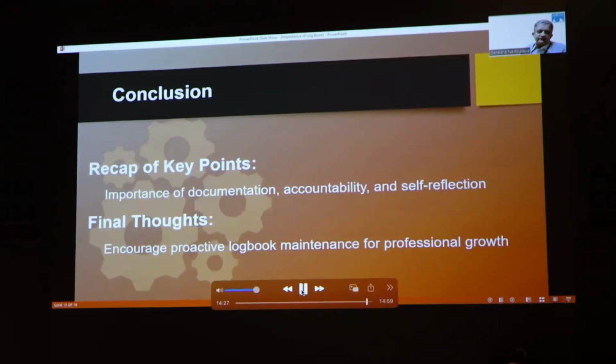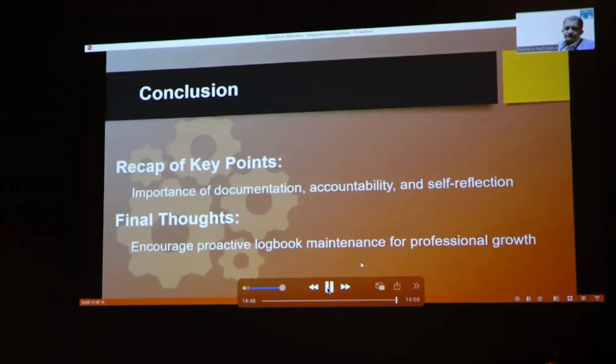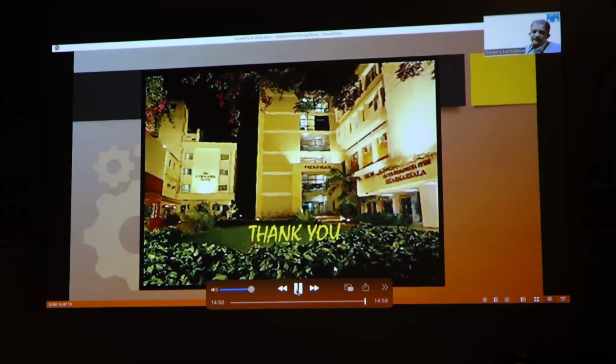So I encourage everyone to proactively maintain a logbook, and more importantly, get it vetted by your mentor or the faculty, so that whatever you have learned in that particular case, be it in the OPD or the surgery, is also countersigned by them, with additional inputs from them. So once again, thank you for this kind invite.